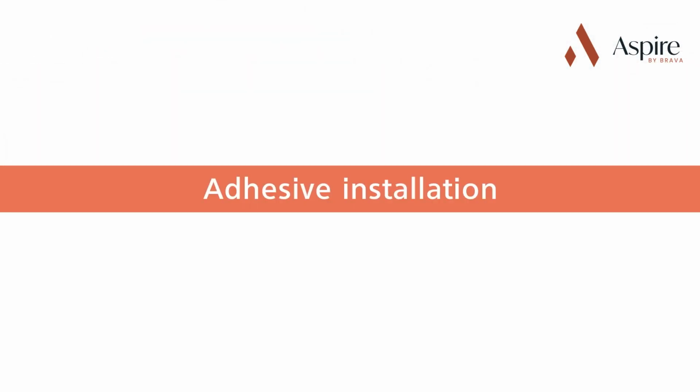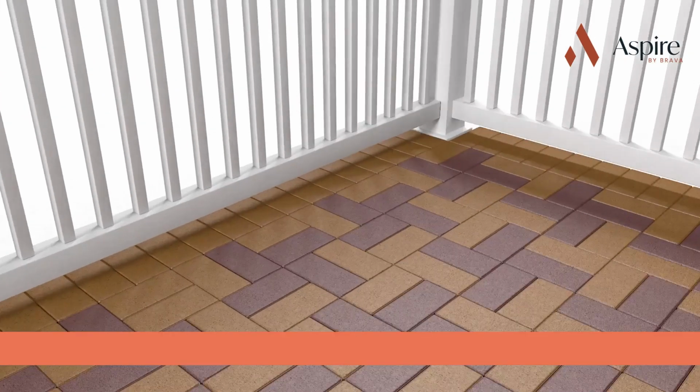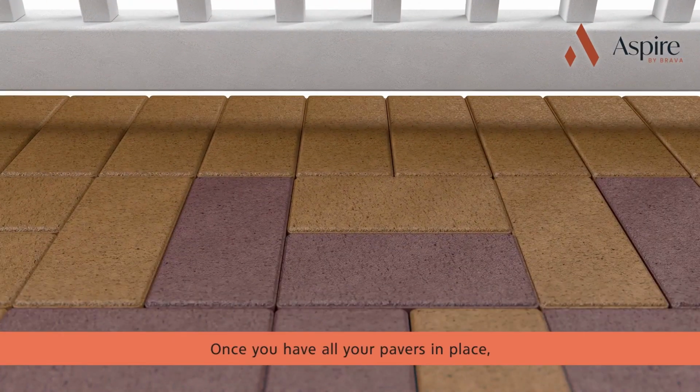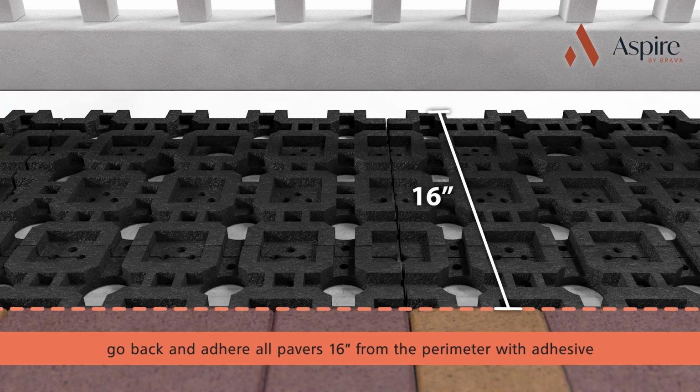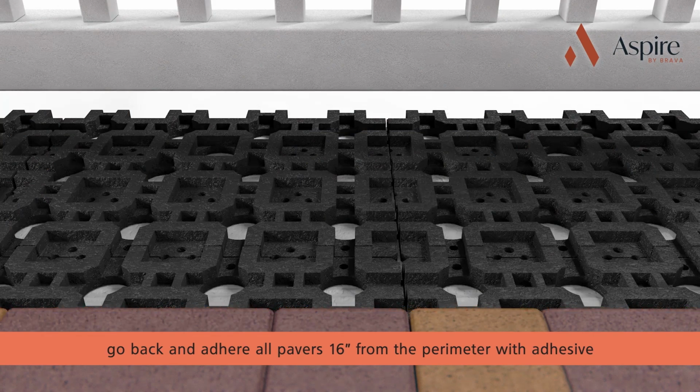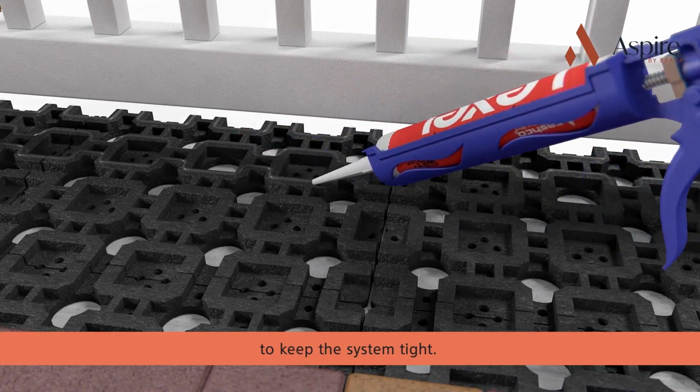Adhesive installation. Once you have all your pavers in place, go back and adhere all pavers 16 inches from the perimeter with adhesive to keep the system tight.